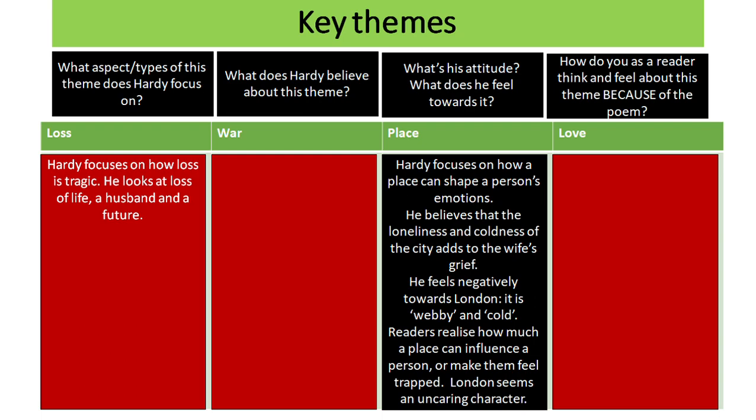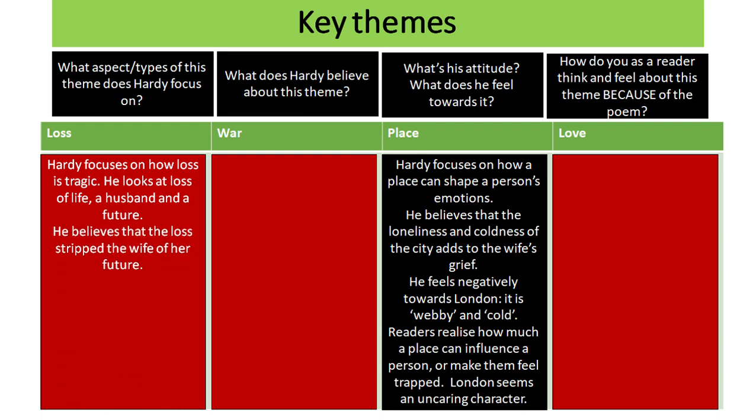And he looks specifically at the loss of life through the soldier. He looks also specifically at the loss of a husband and also the loss of a future. So there's 3 different types of loss in this poem, which means if you had to write an essay on it, you'd have 3 separate paragraphs there that you could think about.